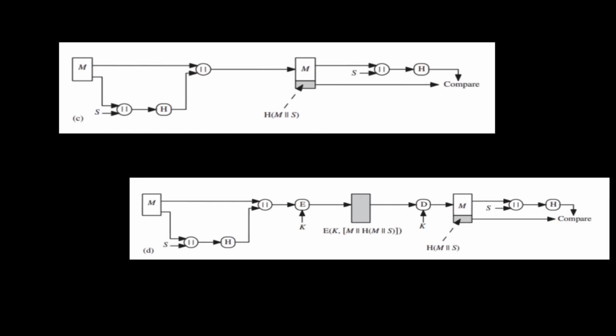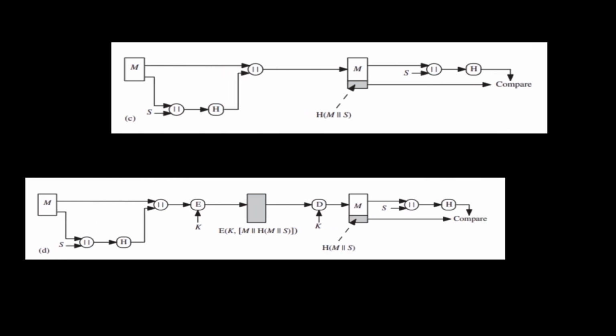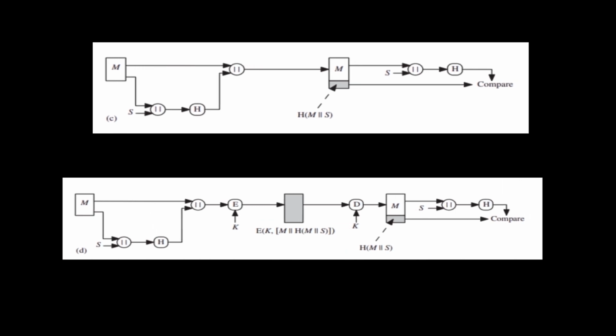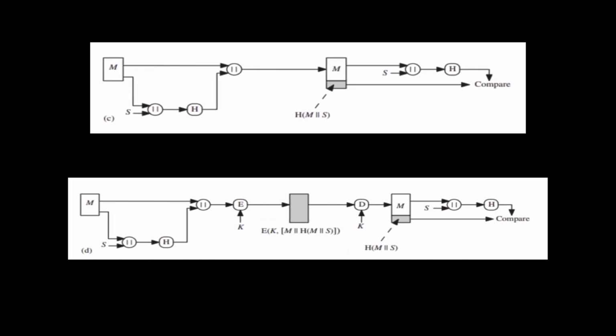Here in the first diagram, A and B share a secret value S. Sender A computes the hash over the concatenation of the message M and S, appending the resulting hash to M. B, possessing S, can verify by recomputing the hash. Confidentiality can be added to the above approach by encrypting the entire message plus the hash code as shown in the diagram below. We will now look into requirements and security of hash functions.